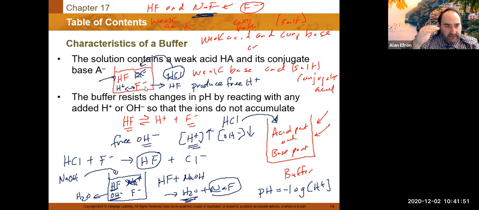Again, if you added acid, it should go down a little bit. If you added base, it should go up a little bit. Any questions on that there?